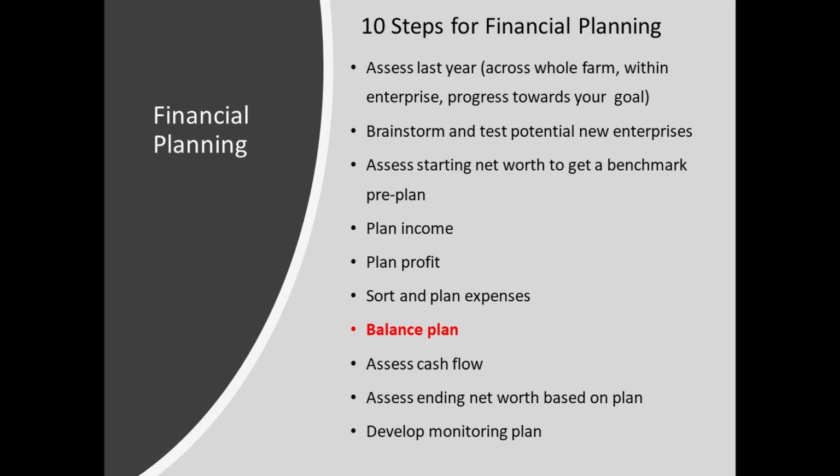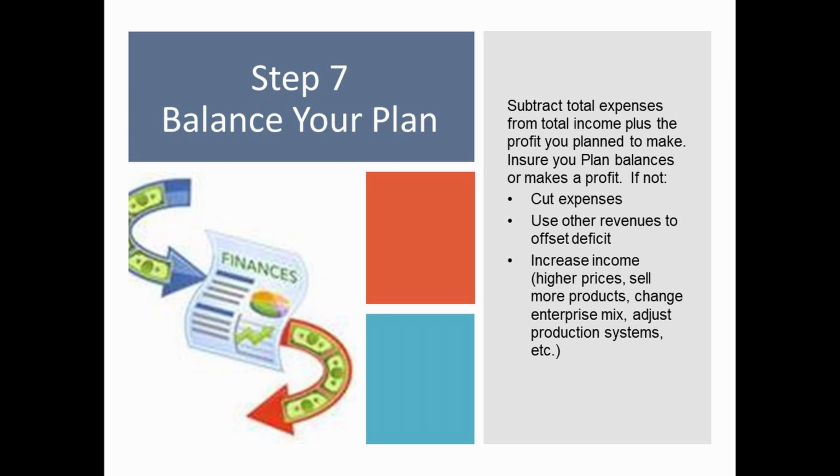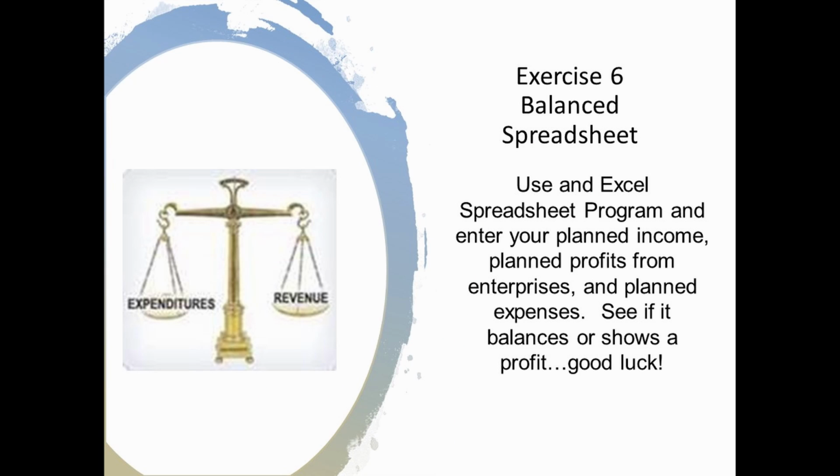Now, let's balance your plan. To do this, you need to subtract total expenses from total income plus the profit you are planning to make. Ensure your plan balances or makes a profit. If not, look where you can cut more expenses, use other revenues to offset deficits, or increase income. That could be by selling your product at a higher price. Now, if you're proficient on using an Excel spreadsheet program on Microsoft, enter the planned income, the planned profits for the enterprises, and the planned expenses. See if it balances and shows a profit. Good luck in this endeavor.